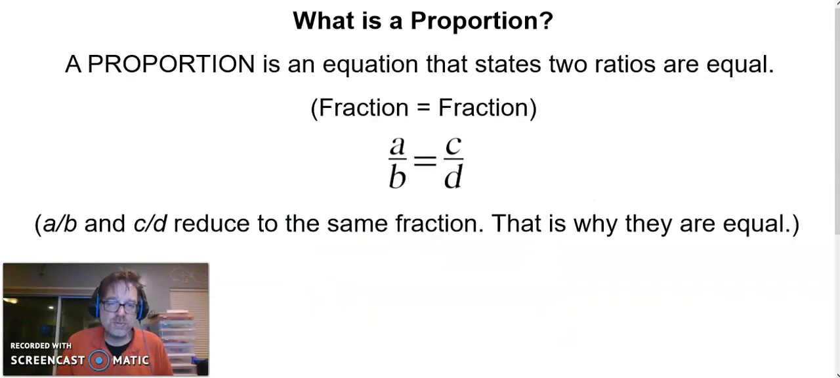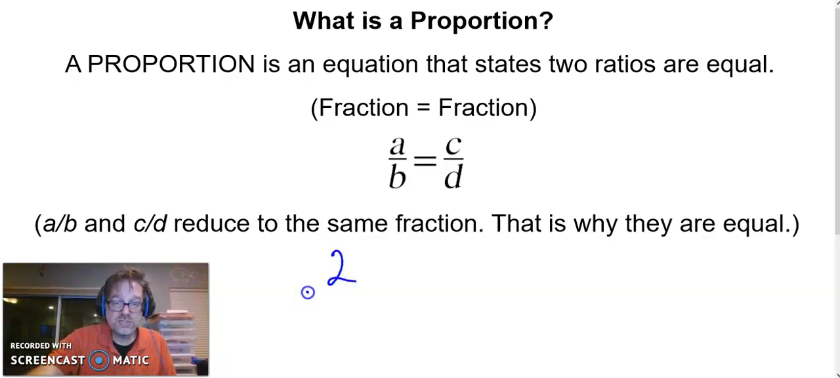And what we're going to do with these ratios, these comparisons, is make what's called a proportion. A proportion is an equation that states two ratios are equal. So we're going to say one fraction equals another fraction. So A over B equals C over D. One ratio, one comparison, equals another comparison. And the reason this works is because they both reduce to the same fraction.